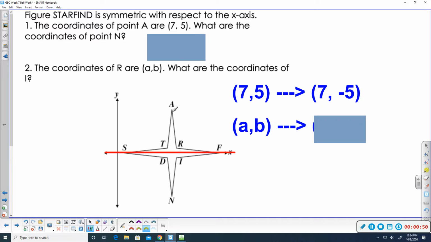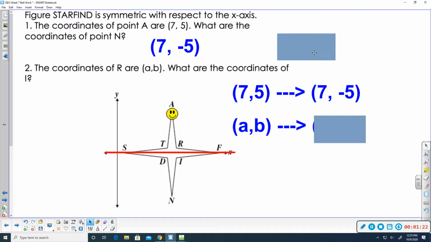So if we look here, point A is up here. It has the coordinates of 7, 5. Point N, if we took this figure and folded it over that x-axis, point N is where A would end up. So as you can see, they're the same distance horizontally, so that means they're going to have the same x-coordinate. So the x-coordinate of point N is going to be 7. And now, instead of being in the positives like point A is, the y value there is going to be negative. So the coordinates of point N are going to be 7, negative 5.